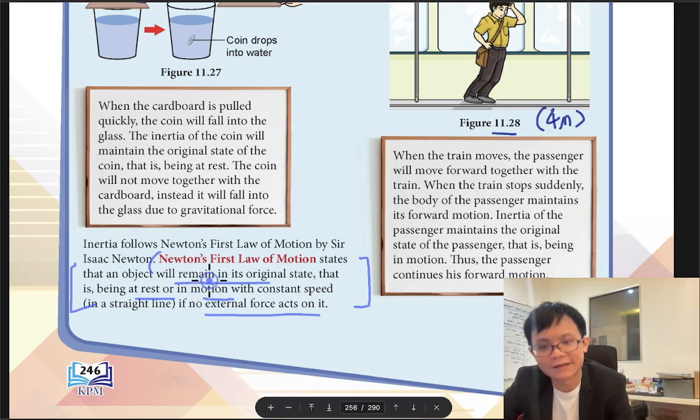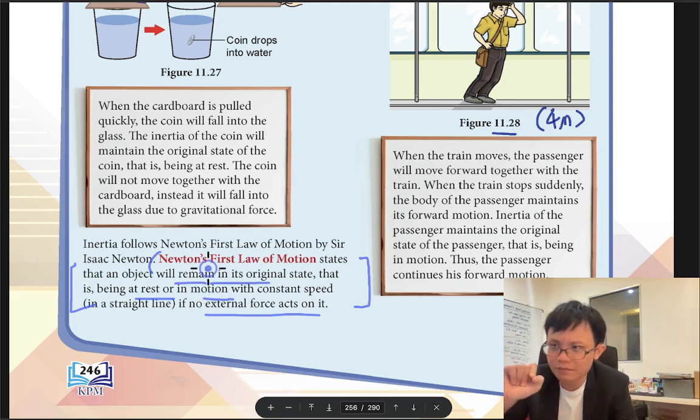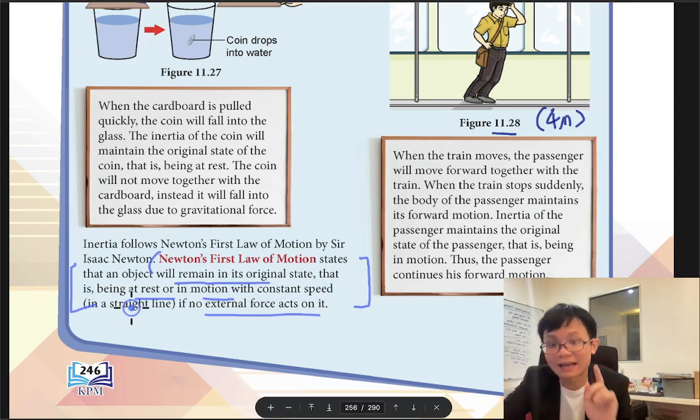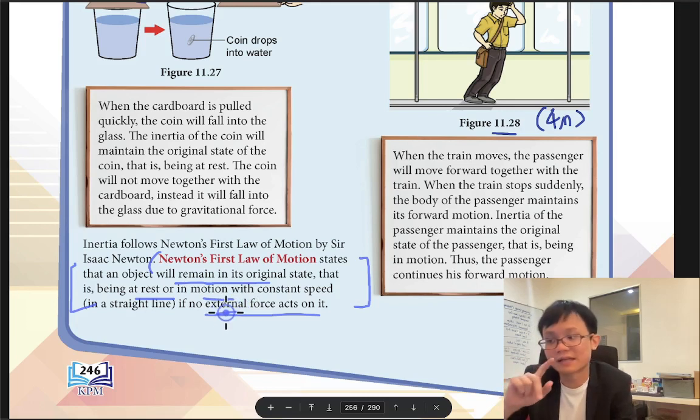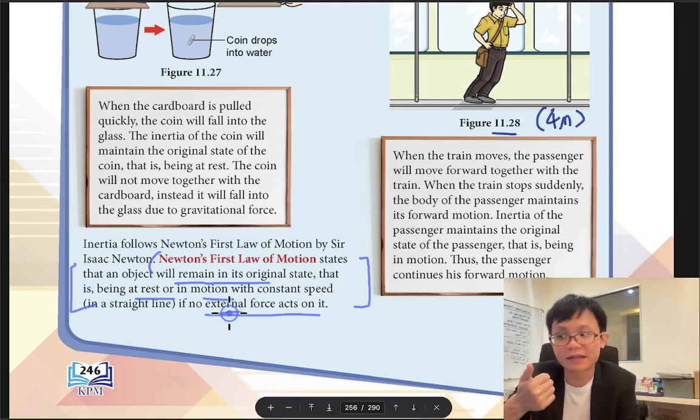So it states that it will either stop or it will move forever. We state it will move at constant speed in a straight line unless there is an external force acting on it. But you say, hey, I throw something, the thing will stop. Yes, that is the external force. Because when you throw something, the thing drops, there are two forces. One is gravity, pulling the thing down. One is the wind, which will blow the thing, so the thing falls down.